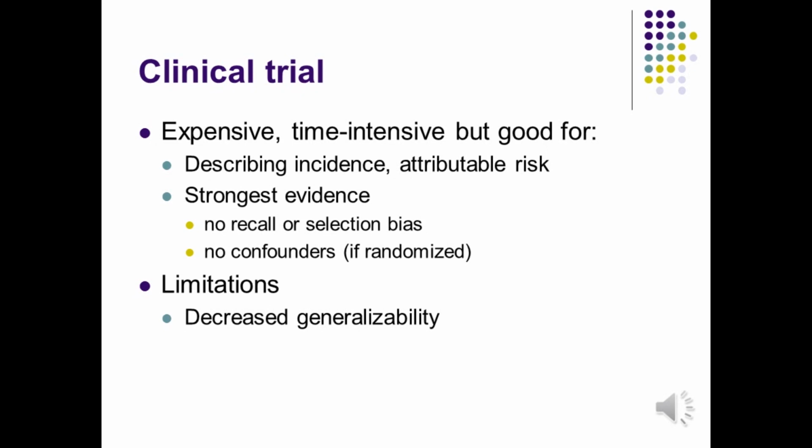Clinical trials are expensive, they're time-consuming, they're good for describing incidence and attributable risk. They're the strongest level of evidence because there's no recall or selection bias, and there's no confounders if they're randomized. Limitations are there's somewhat decreased generalizability. The more you control your groups, the less similar they are to the population at large. When we talk about clinical trials, we'll look at this in more detail.